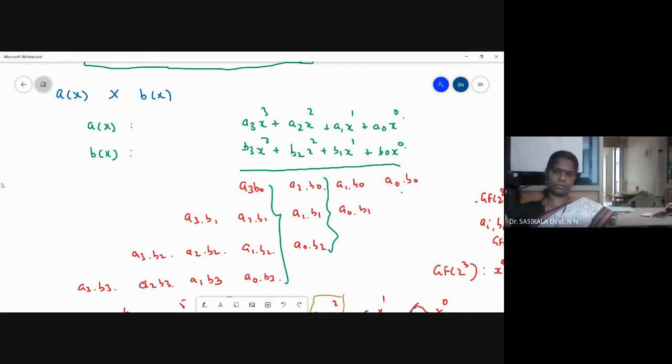Any doubt? Students, any doubt? I need to complete one more simplification over GF of 2 power 8 arithmetic for the mix column prerequisite. Shall I proceed with that?